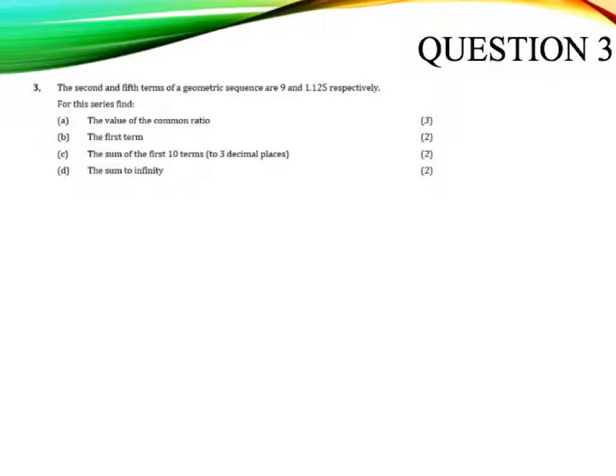Let's have a think about what we mean by a geometric sequence. A geometric sequence starts off with the first number, we'll call it A, and then each time the first number is multiplied by this common ratio R. So the second term will be AR, which we know is 9. Then the next time we multiply it by R again, so the third term would be AR squared, and the term after that would be AR cubed and AR to the 4, and so on.